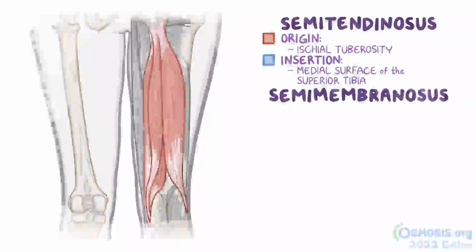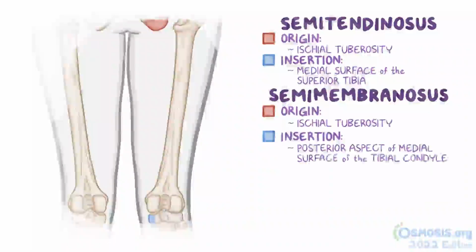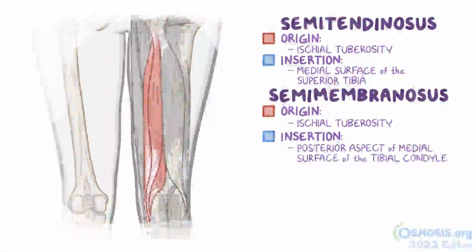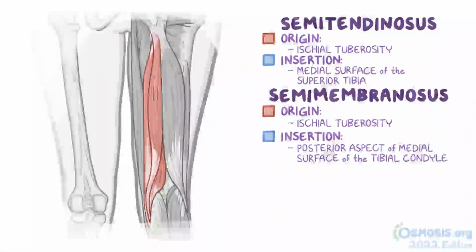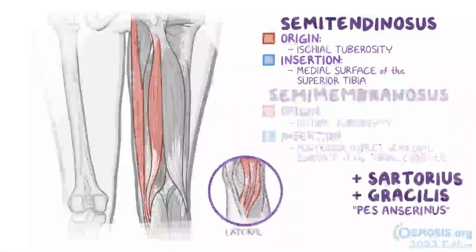The semimembranosus, named that because of its membrane-like origin, also originates on the ischial tuberosity and has a direct insertion on the posterior aspect of the medial tibial condyle. It also blends with the popliteal fascia and has reflected attachment which forms the oblique popliteal ligament. The insertion onto the medial tibia of the semitendinosus, along with the sartorius and gracilis muscle, is collectively known as the pes anserinus, which means goosefoot.